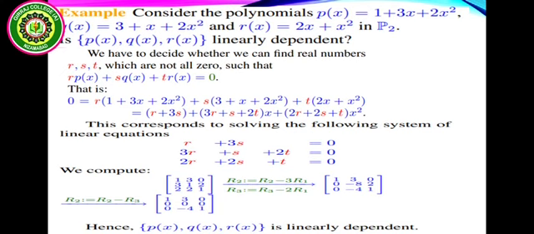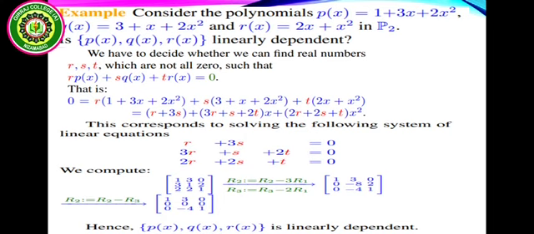Here we write the R coefficients and the S coefficients. First we write the constant values, next the x coefficients, next the x square coefficients. So here we get three equations: constants R plus 3S equals 0, x coefficients 3R plus S plus 2T equals 0, x square coefficients 2R plus 2S plus T equal to 0. These three equations we solve for the R, S, T values.